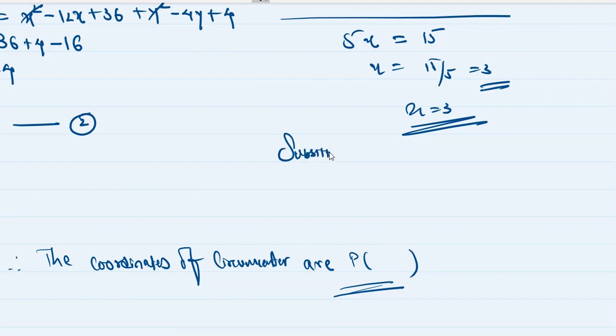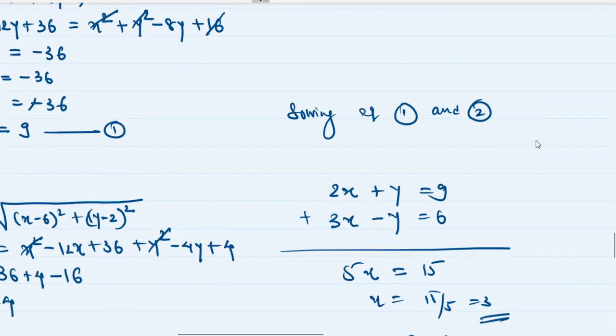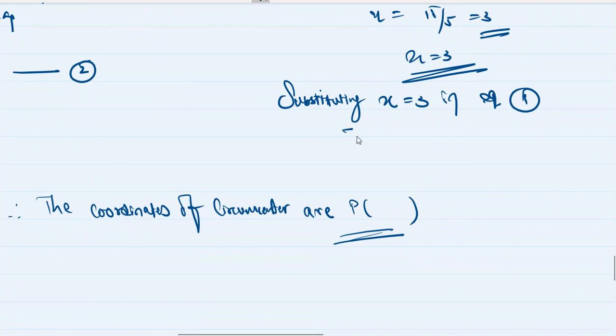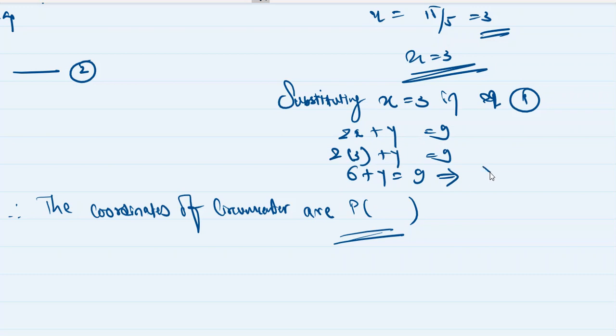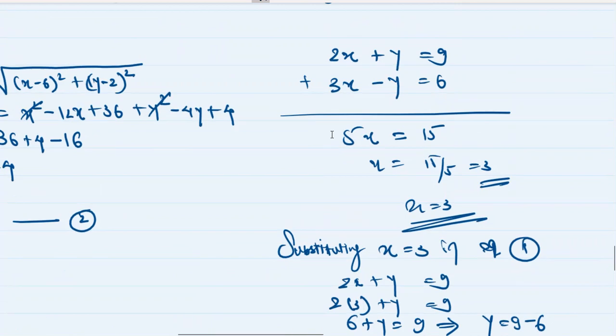Substituting x is equal to 3 in equation 1. What is equation 1? 2x plus y is equal to 9. So 2 bracket 3 plus y is equal to 9. That is 6 plus y is equal to 9. That is y is equal to 9 minus 6. So y is equal to 3. So x is 3 and y is also 3. Okay, found the mistake and corrected it.